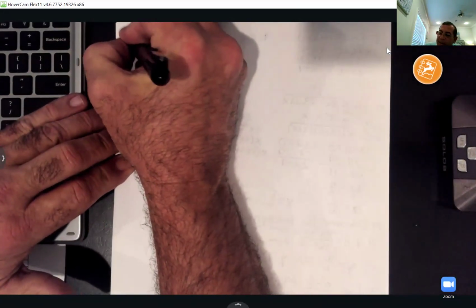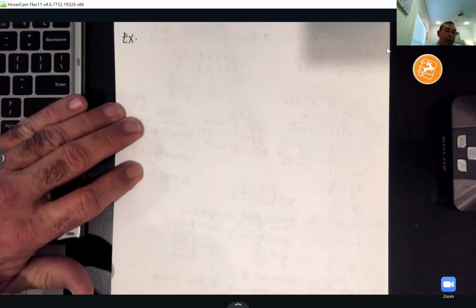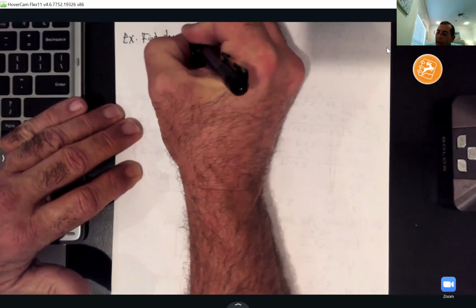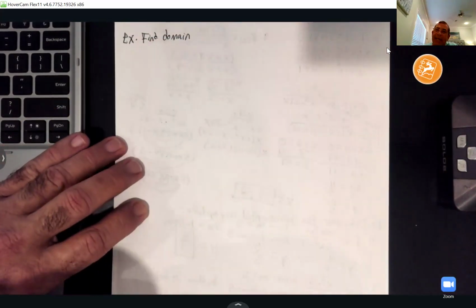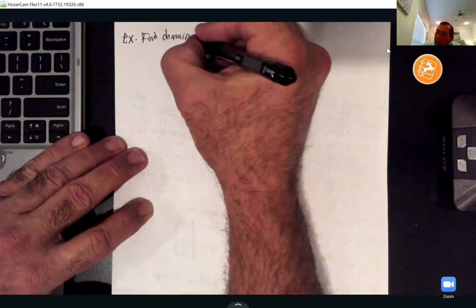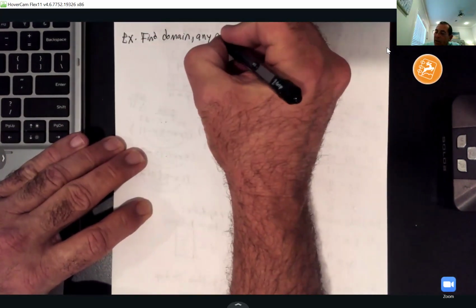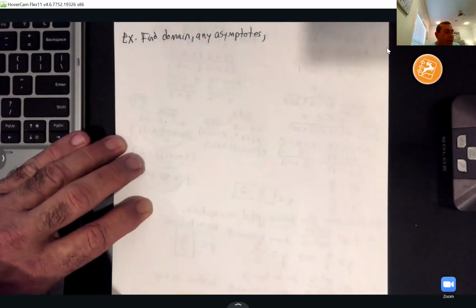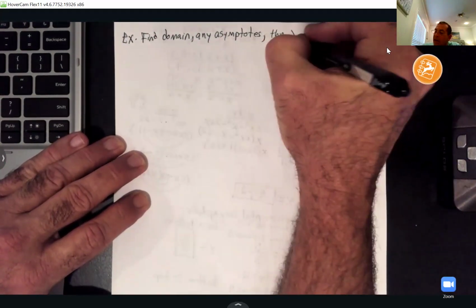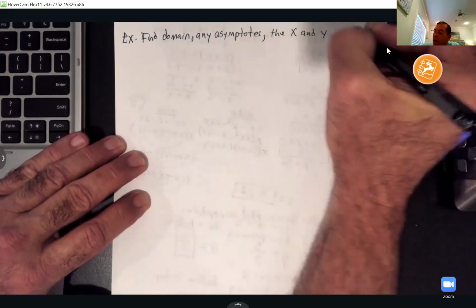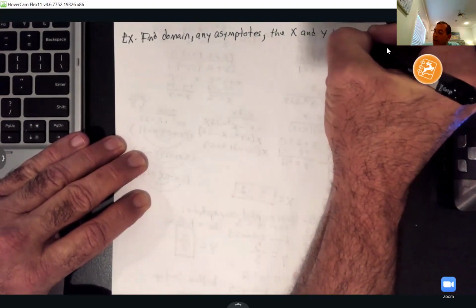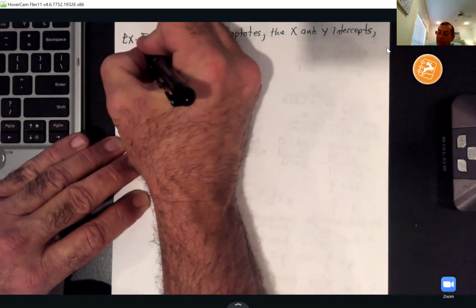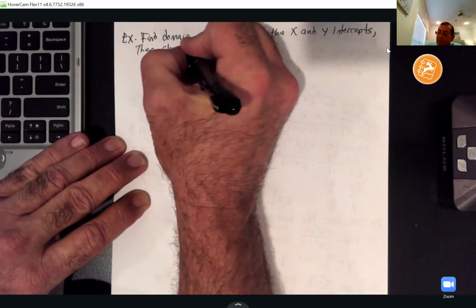So for these examples, they want us to find the domain. And we're going to find the domain by setting the bottom equal to 0. Then any asymptotes, so horizontal or vertical, the x and y intercepts. I'm going to show y'all how to do that. And then graph. So then choose the graph.